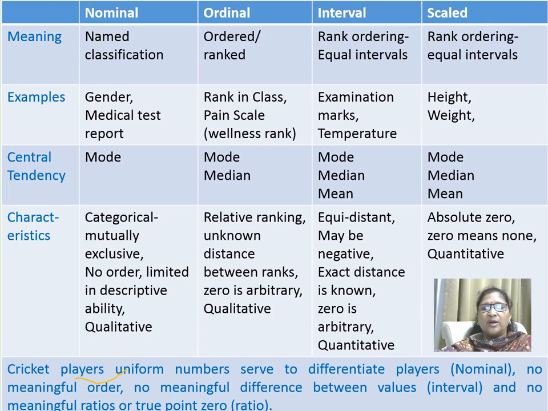When it forms an order, like the order of players who will come to play, then it is a meaningful order and it becomes ordinal. When you can compute a difference, like the scores of runs made by each player, then it becomes interval scaled. And when you actually talk about ratios, then it becomes ratio scaled.